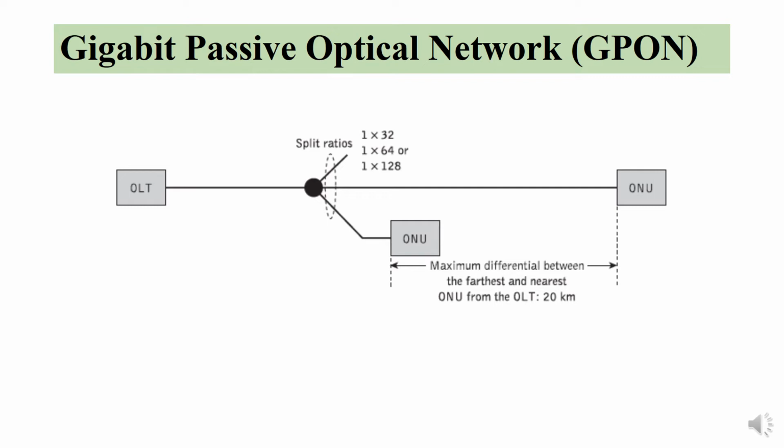Due to some fiber dispersion aspects, 1 cross 64 is considered an appropriate splitting ratio for longer transmissions. The distance between ONU and OLT is 20 kilometers, and gigabit PON supports transmission rates up to 2.4 gigabits per second for both upstream as well as downstream. This gigabit PON can carry both ATM and Ethernet packets. Therefore, different traffic mixes can be accommodated as shown in the figure.